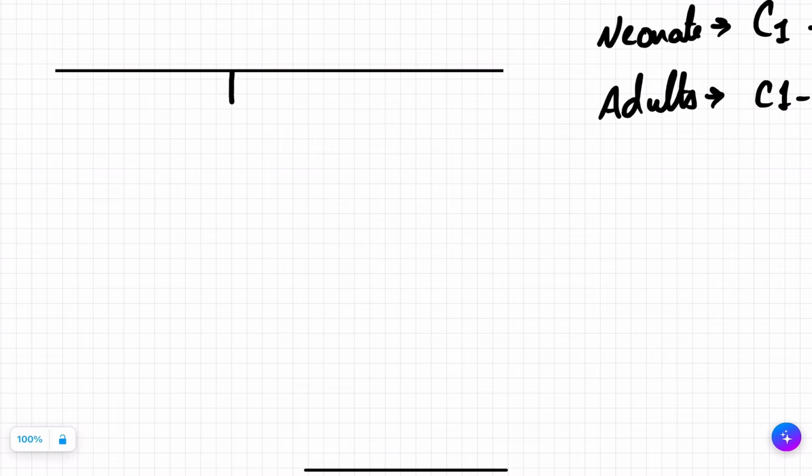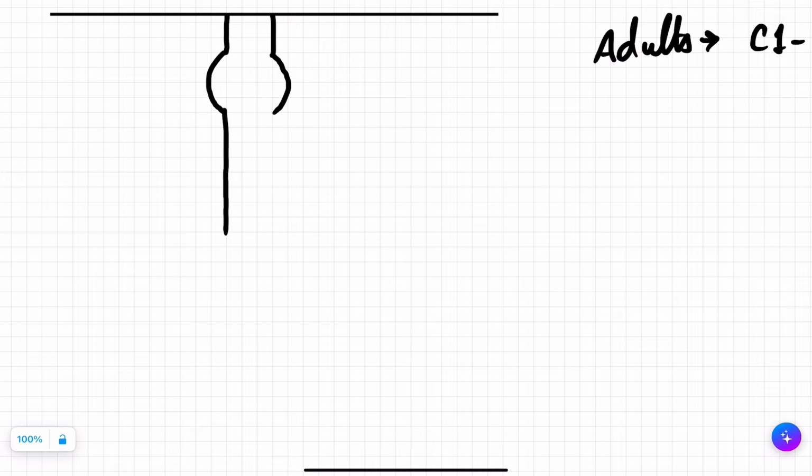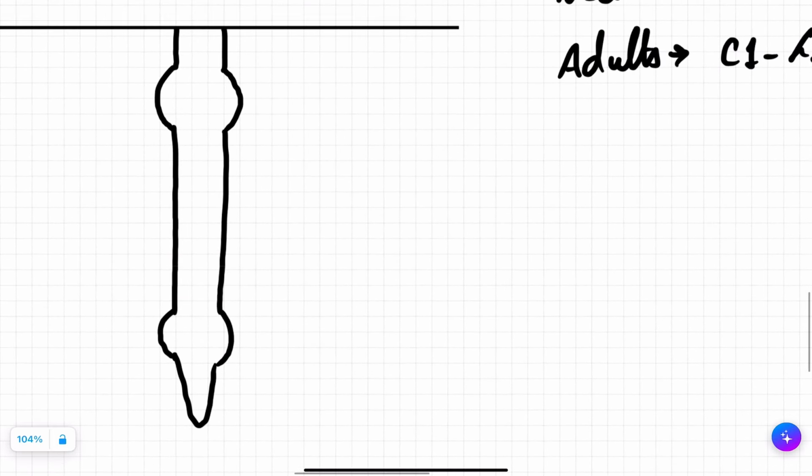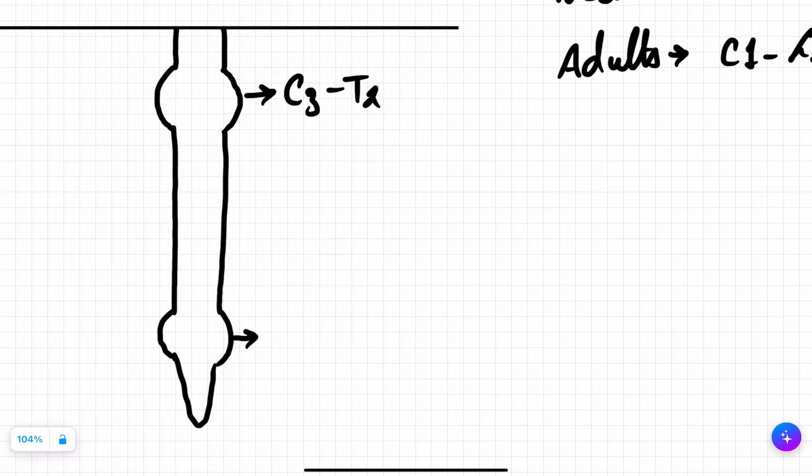So suppose this is your cervical enlargement and this is going to be your lumbar enlargement. Got it? This will be from C3 to T2 and this one will be from L1 to S3. Got it? So why do we have the cervical and the lumbar enlargement?